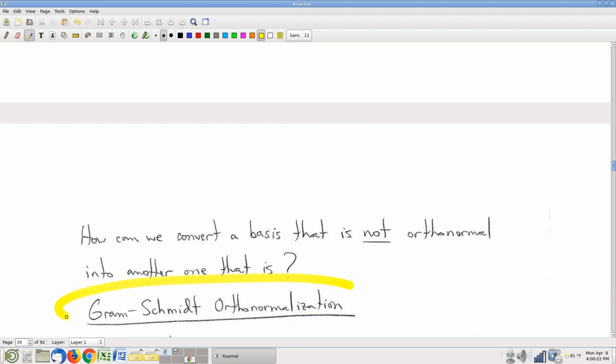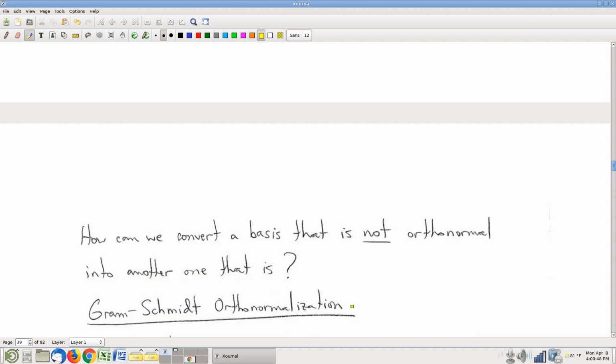There's a process. It's called Gram-Schmidt orthonormalization. It sounds much more intimidating than it really is. This is ultimately a very simple idea. This idea, how hard it seems divided by how hard it is, is one of the biggest values that I'm aware of in math. This is so much easier than it sounds like it ought to be.